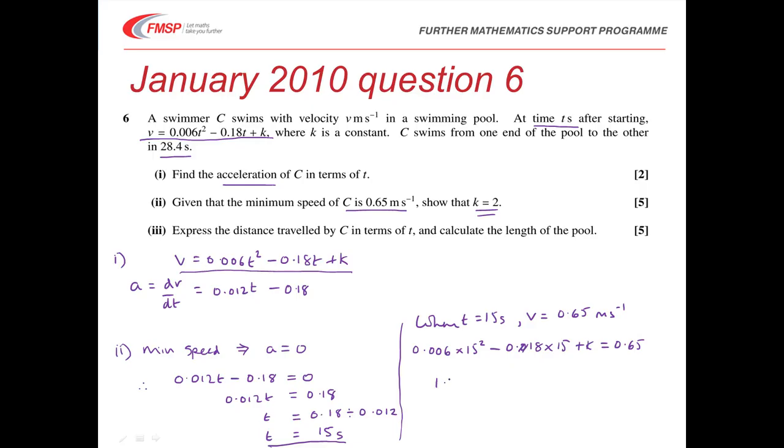Well, this works out to be 1.35 and the next part to 2.7. So those plus k must equal 0.65. So by a bit of rearranging, k must be 0.65 minus 1.35 plus 2.7. And conveniently, k works out to be 2. So that's good news because it confirms our equations are correct.